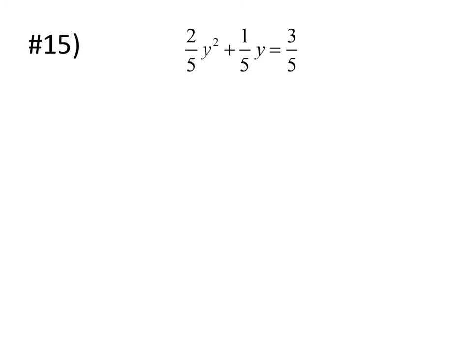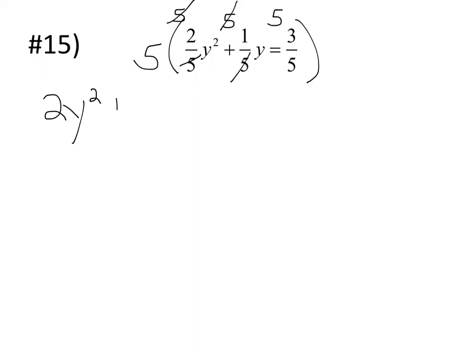All right, I need to find my LCD, lowest common denominator, or least common denominator. In this case, it's 5. So I'm going to go ahead and multiply 5 times the whole thing. So I put a 5 here, a 5 here, and a 5 here. This 5 and this 5 cancel, leaving me 2y squared. This 5 and this 5 cancel, leaving me plus 1y equals, and this 5 and this 5 cancel, leaving me equals 3.